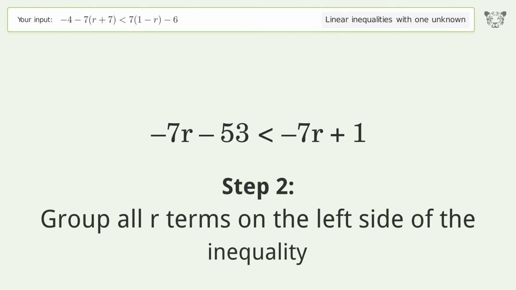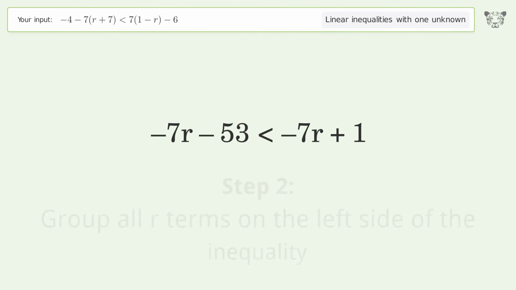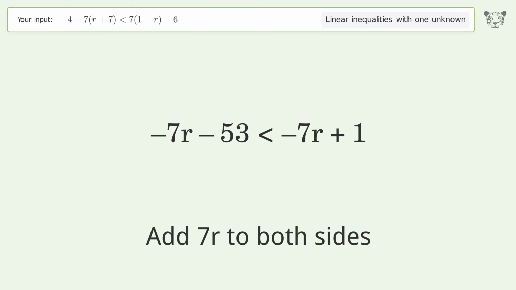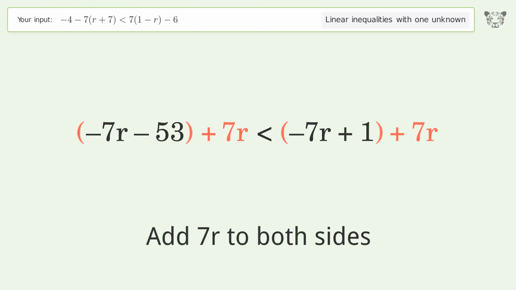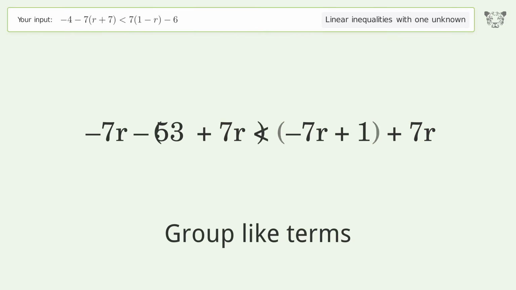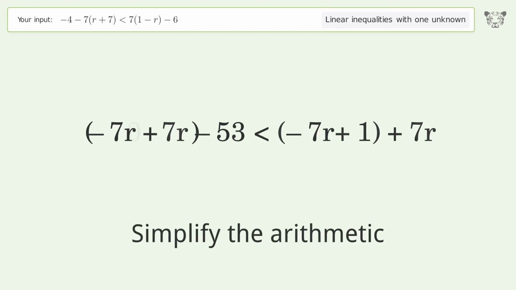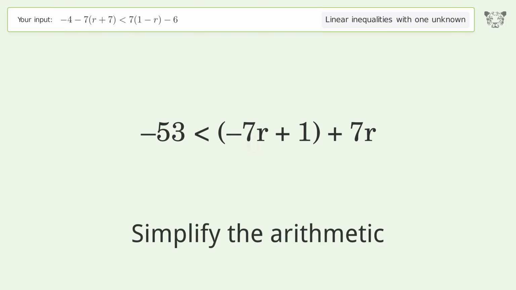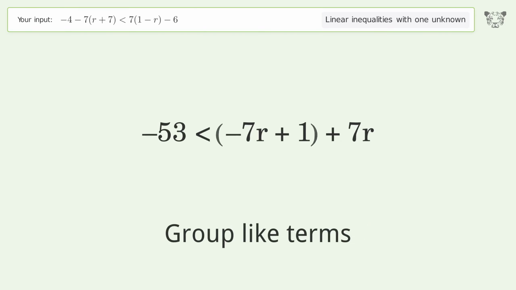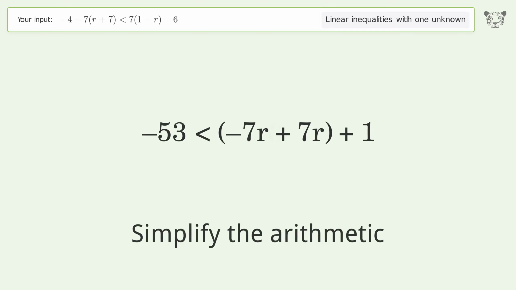Group all r terms on the left side of the inequality. Add 7r to both sides. Group like terms. Simplify the arithmetic. Group like terms. Simplify the arithmetic.